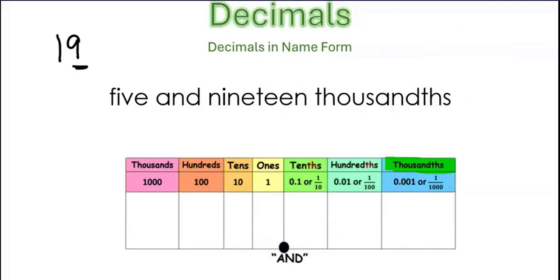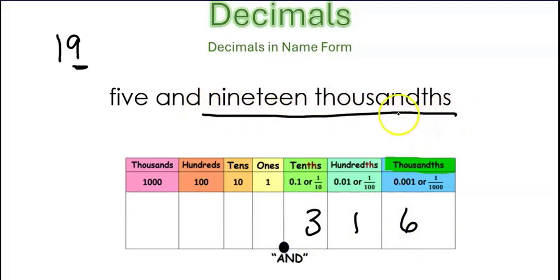What if we wanted 316 thousandths, and that would be like this, 316 thousandths. So remember, whenever you see the name, that's where the last digit goes. So again, decimals in name form, if you understand that the "and" means decimal, then it tells you exactly how to write that number.